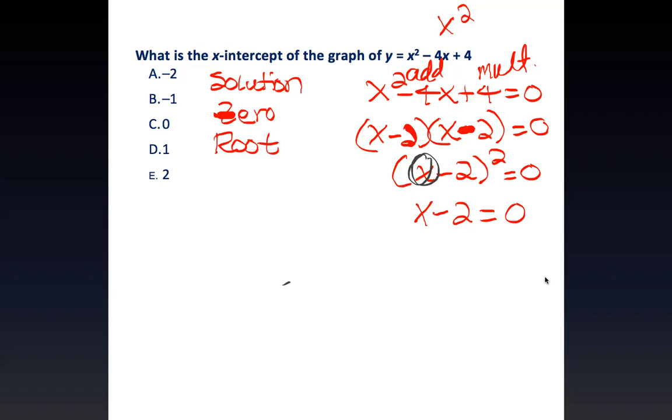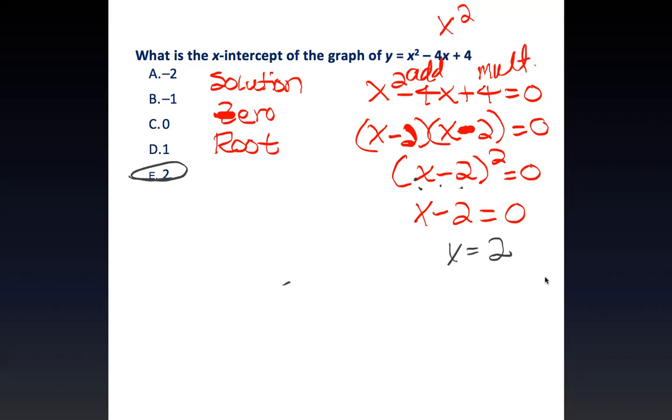So you can do this in your head. In other words, guys, you could just look at it and figure it out. So what number right here minus the 2 will make this entire parentheses 0? And that has to be x equals 2. And so, guys, we know the answer already.